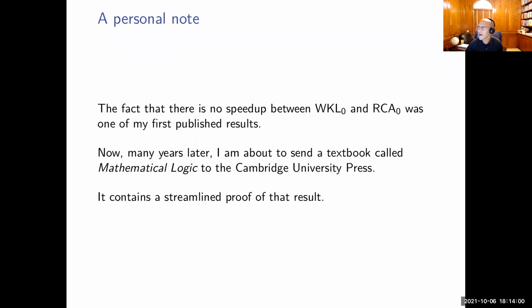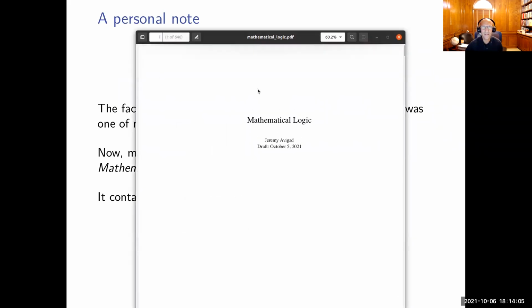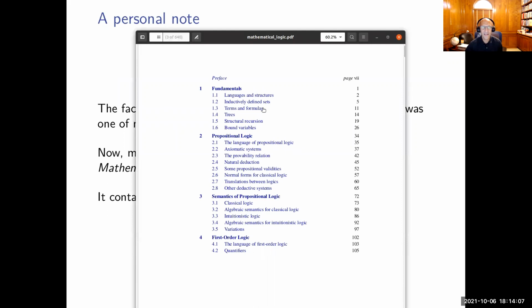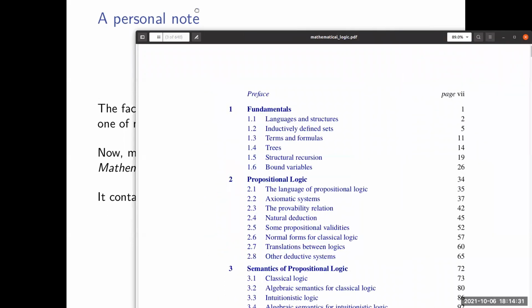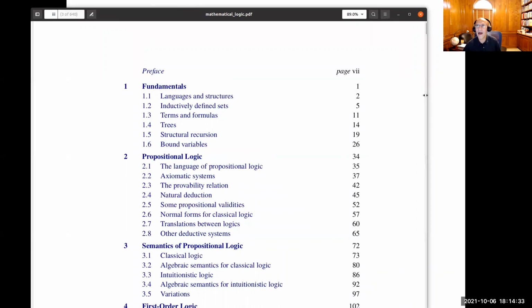So just to flash the table of contents in front of you. Here's the draft, and it's just a meat and potatoes mathematical logic textbook, but with a syntactic proof theoretic bent. So it's propositional logic and semantics of propositional logic. Can't read it. I'm sorry, what, Paul? A bit bigger, please. Oh, bigger, yeah. Sorry. Let me see. How's that?